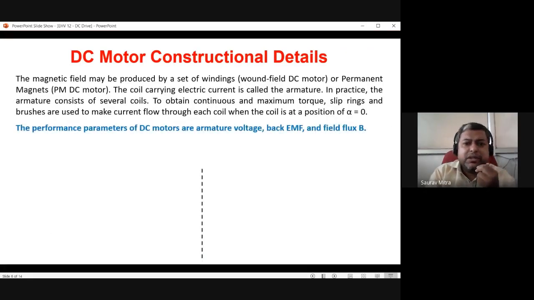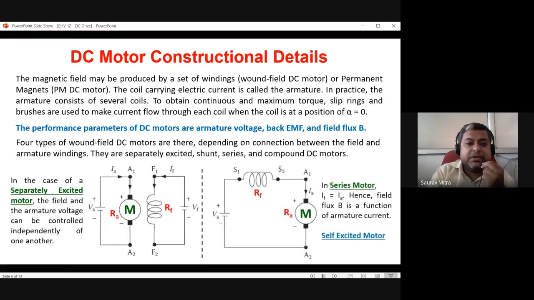Now, DC motor constructional details, very important. Here you can see a separately excited DC motor. Separately excited means RF is the field resistance. This is the part which produces the magnet, that is the electromagnet, and this is the armature, getting supply from VA. This is one supply which supplies the armature, and another supply which supplies the field. Hence this is called a separately excited DC motor, whereas the other is called a self-excited DC series motor.